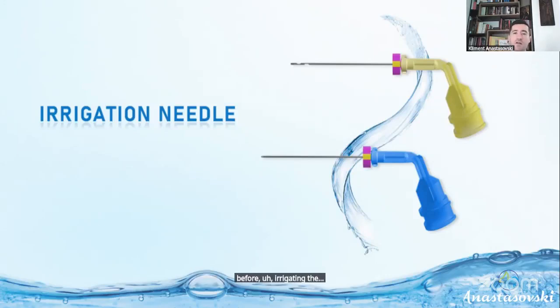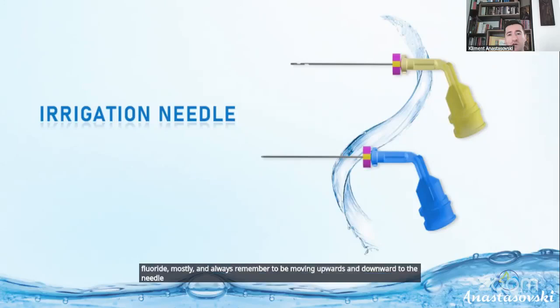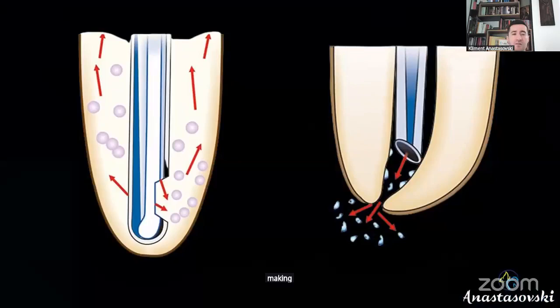root canal, and by that using EDTA and sodium hypochlorite mostly, and always remember to move the needle upward and downward when you are irrigating the root canal to avoid making any iatrogenic damages.